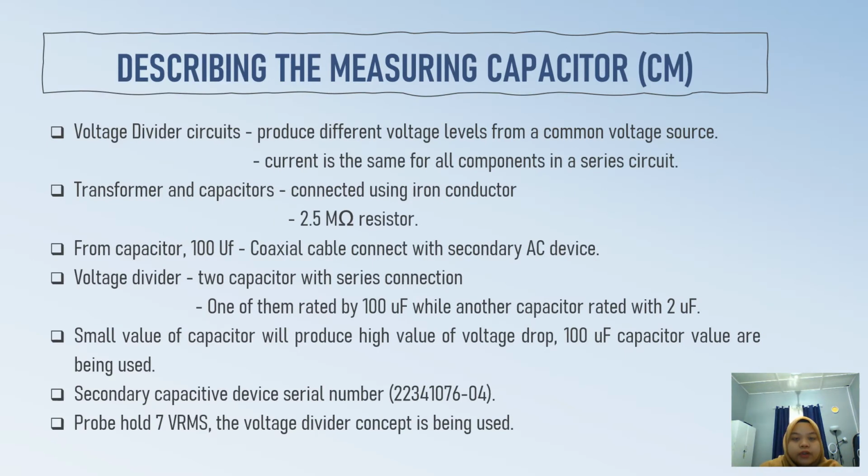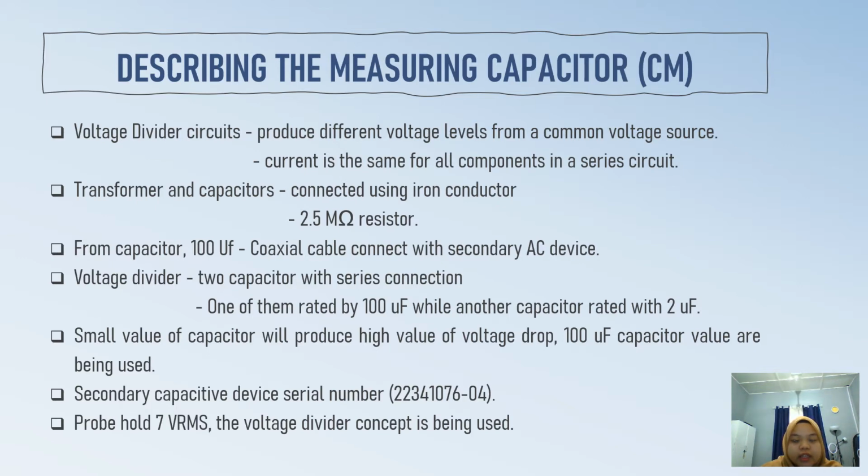Now, I continue with the presentation about what is a capacitive voltage divider and describe the two types of capacitor that exist in the capacitor being used in the high voltage hipot test. So, the first one is voltage divider circuits are used to produce different voltage levels from a common voltage source, but the current is still the same for all components since the circuit is in series connection.